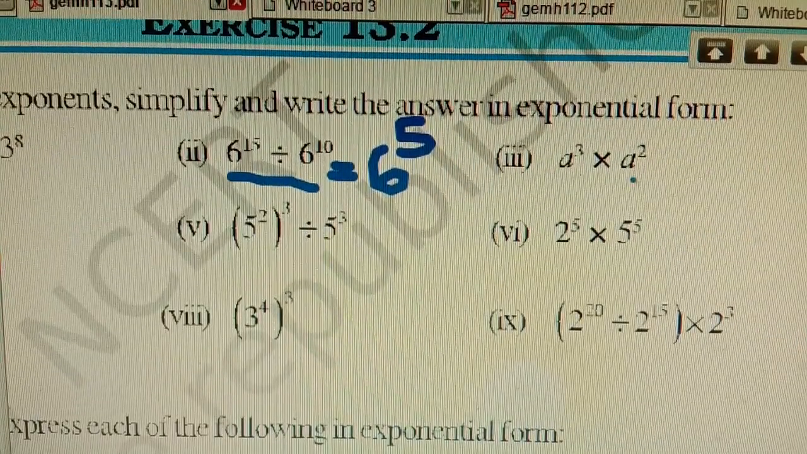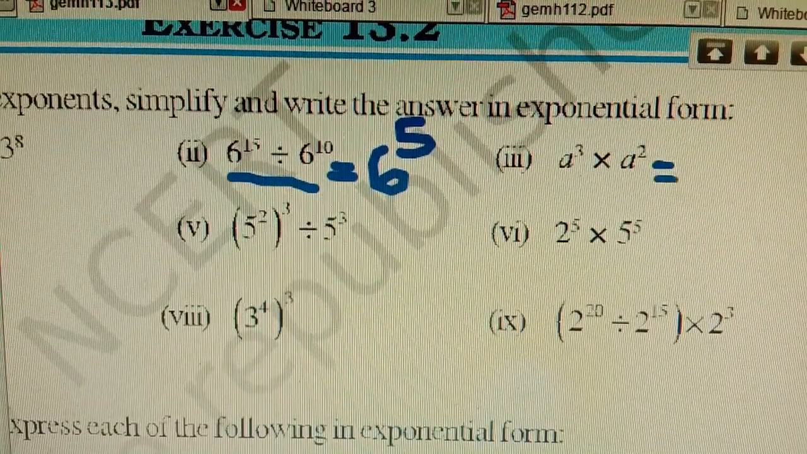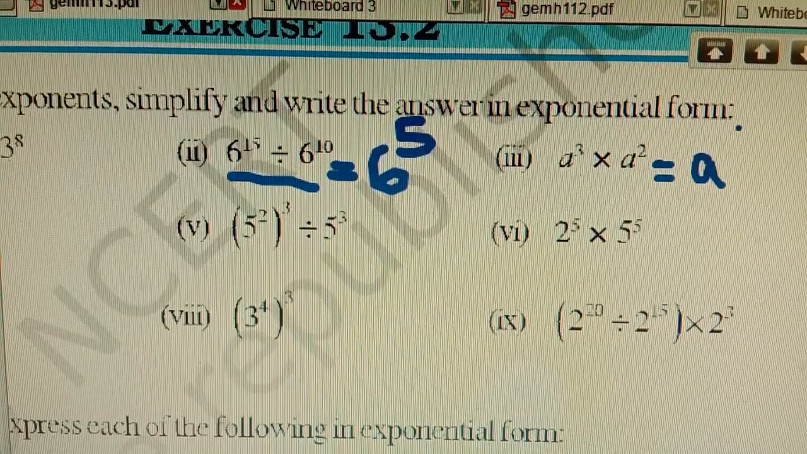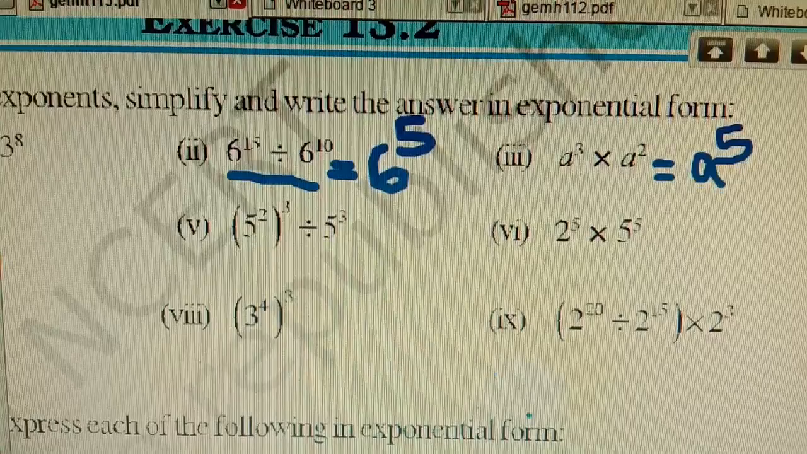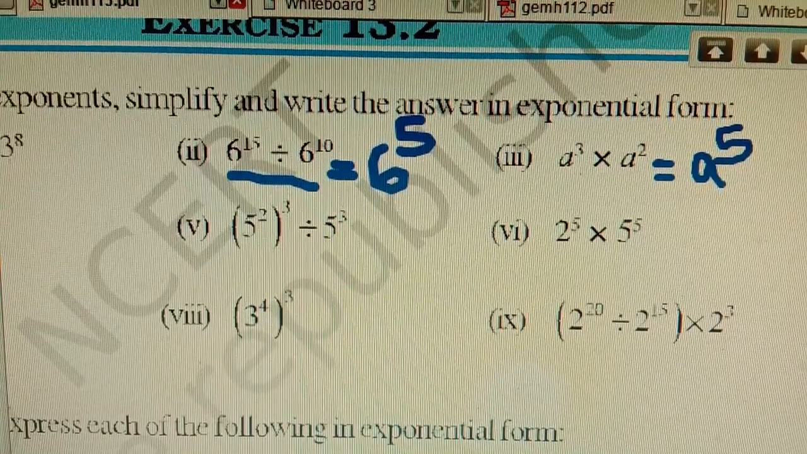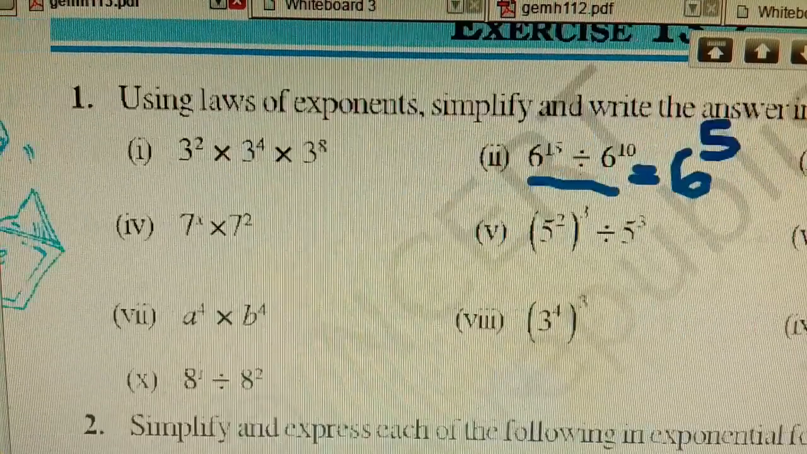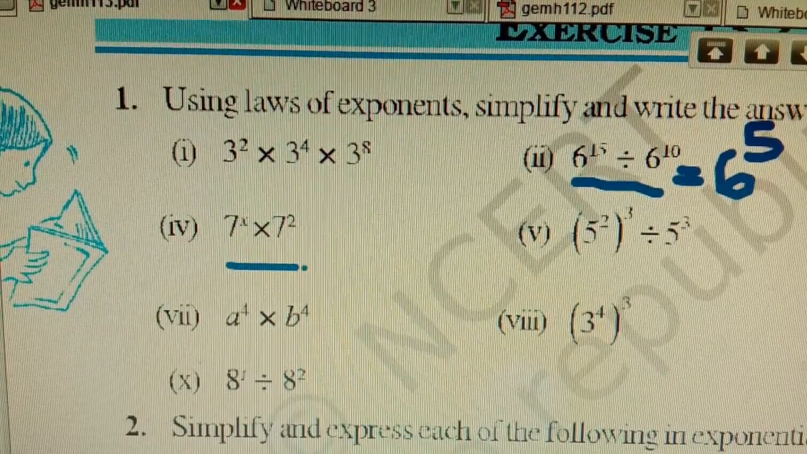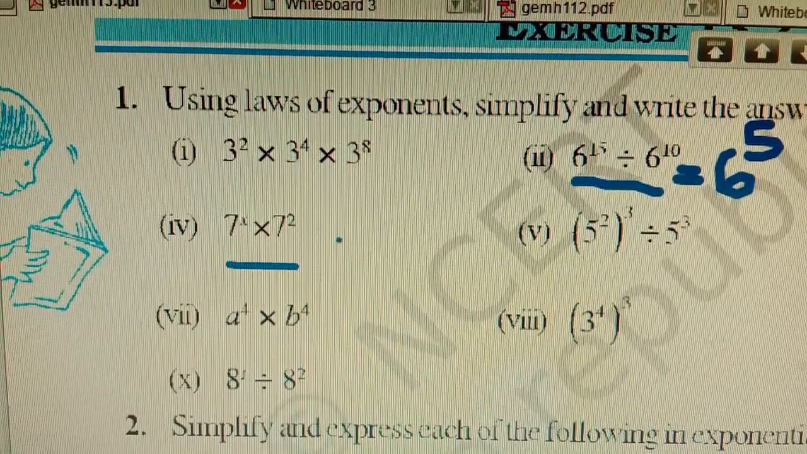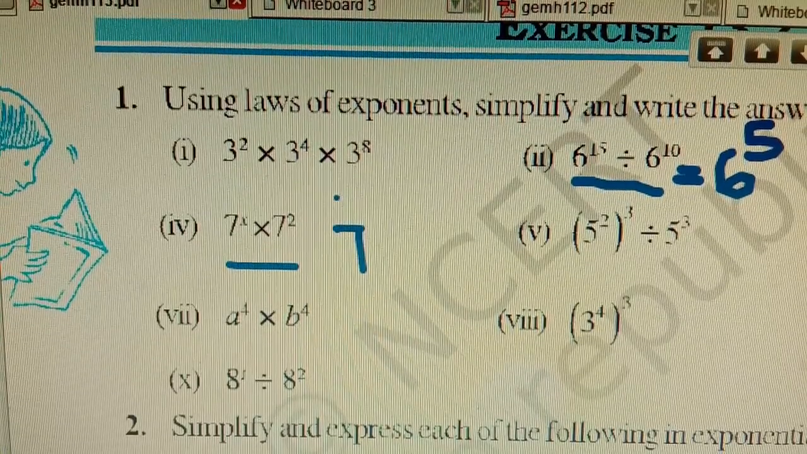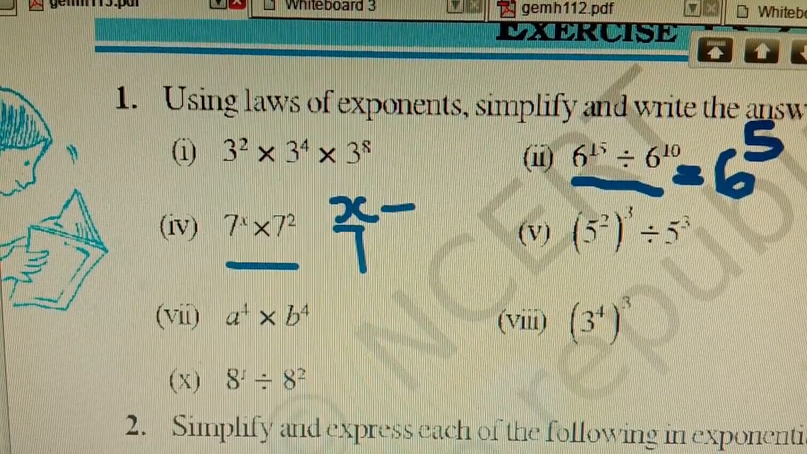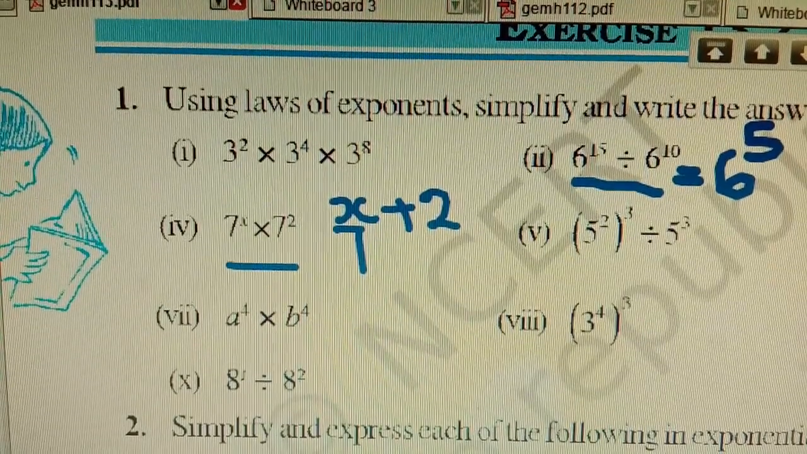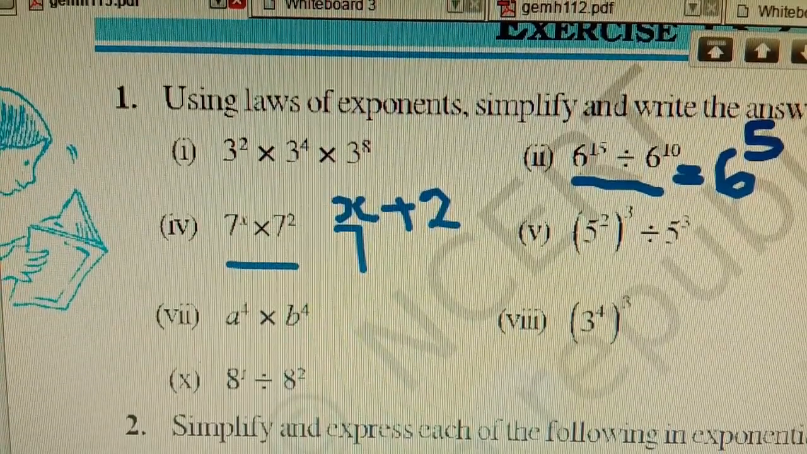Now the third question: a to the power of 3 into a to the power of 2. There also we can add the powers. So a to the power of 3 plus 2, that is a to the power of 5 is the answer. So next one. Question number 4: 7 to the power of x into 7 to the power of 2. Anyway, the powers we are adding. So 7 to the power of x plus 2 is the answer.